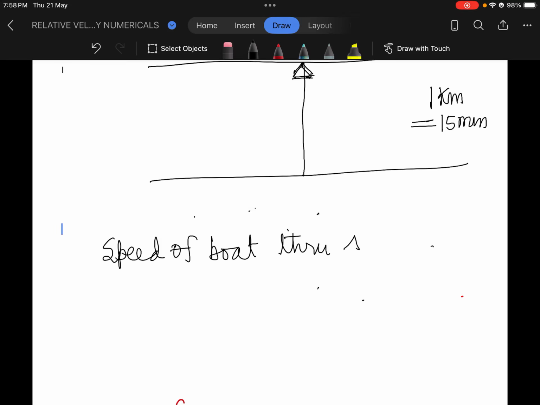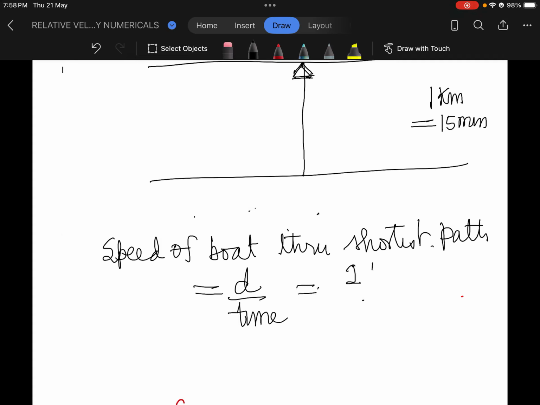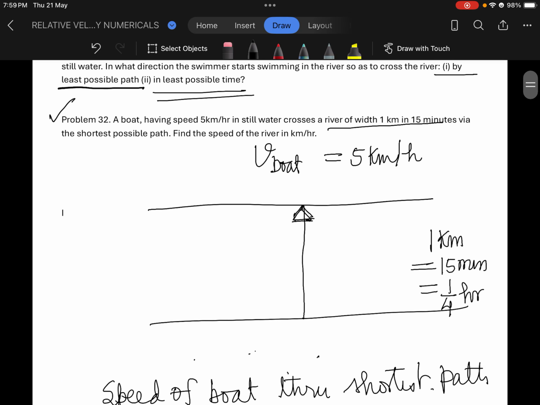So the speed of the boat through the shortest path is equal to distance upon time. Distance is 1 kilometer and time is 15 minutes, which means 1 by 4 hour. So 1 divided by 1 by 4 means it will be 4 kilometer per hour. Means the speed in this direction is 4 kilometer per hour. You have to find the speed of the river in kilometer per hour.